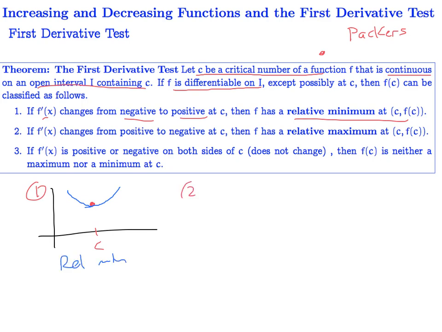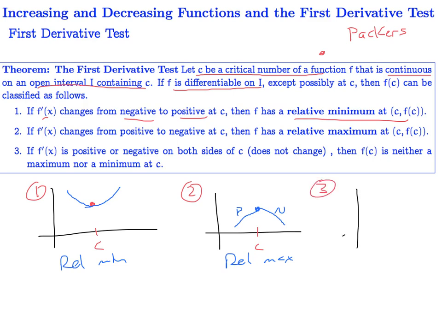Well, let's look at what part 2 of this theorem says. So again, we start with the same basic setup. We've got this point C here on our function, but now we're changing from a positive derivative to a negative derivative. Well, that certainly does look like a relative maximum of our function. And finally, what does 3 say? 3 says that if it's positive or negative on both sides, that way it means it doesn't change, it's going to be neither a maximum nor a minimum.